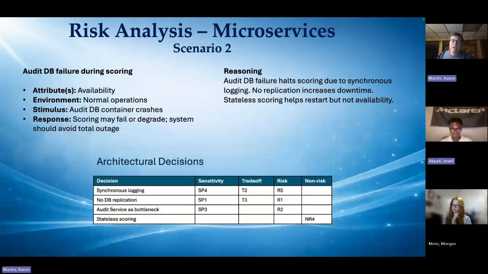But stateless scoring makes the restart easier. This particular scenario shows the strength of the ATAM process for us anyway. It shows us several possible improvements to the architecture that we were initially proposing. The first is that database replication can eliminate issues of the single point of failure. The trade-off would be some data consistency concerns and greater complexity.